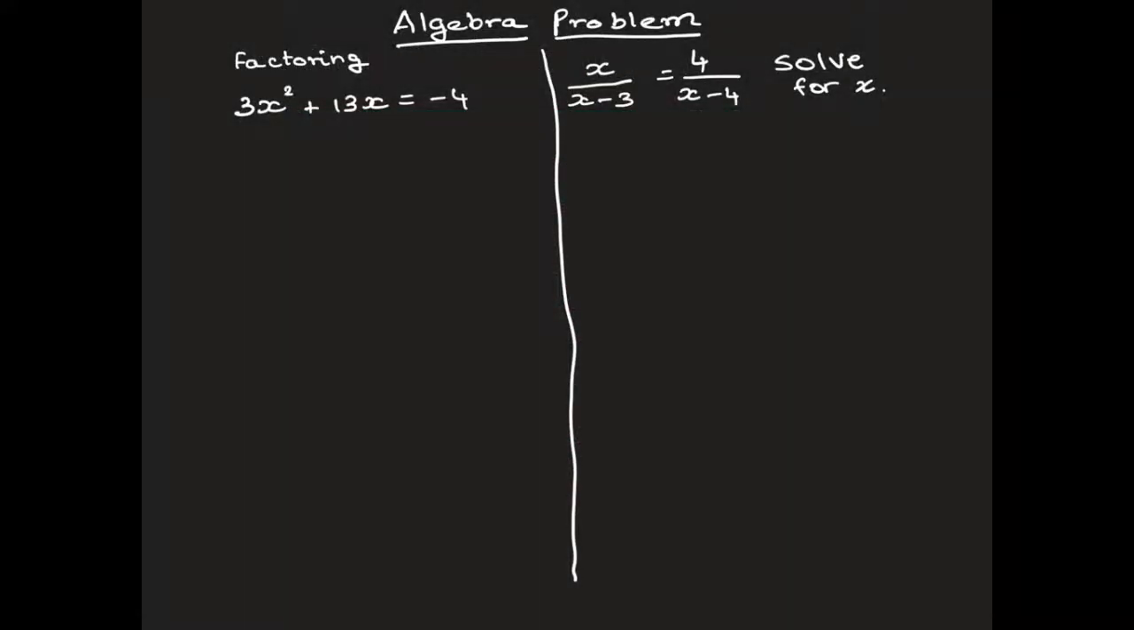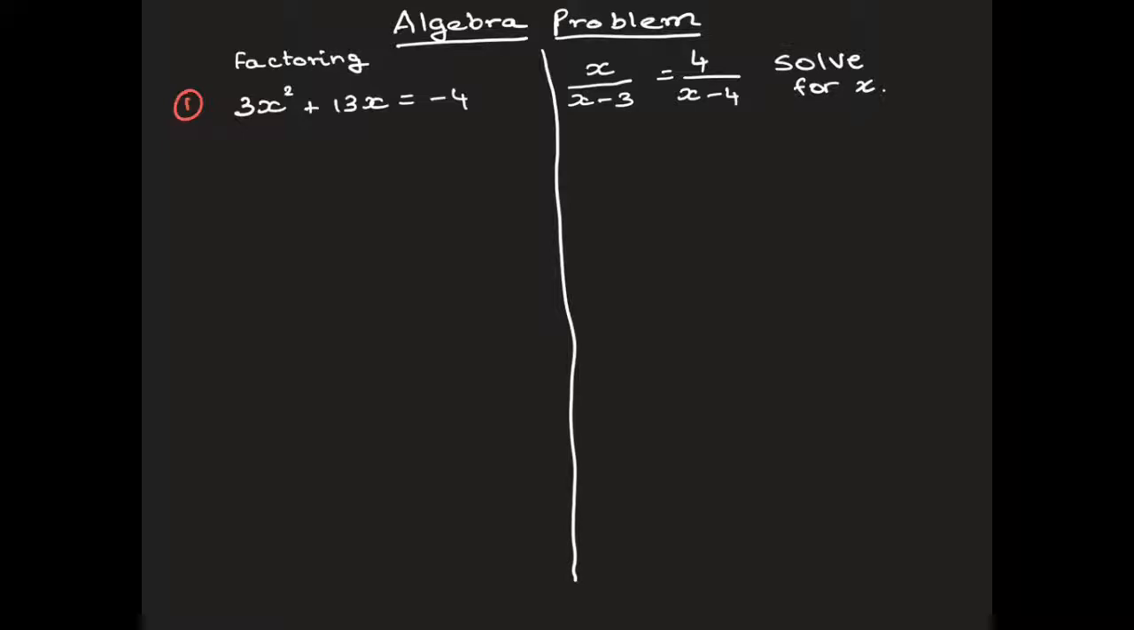Hello, in this video I will show you how to solve these two algebra problems. Now, let's look at the first one. So this problem is asking us to factor this. So we've got 3x squared plus 13x equals negative 4.